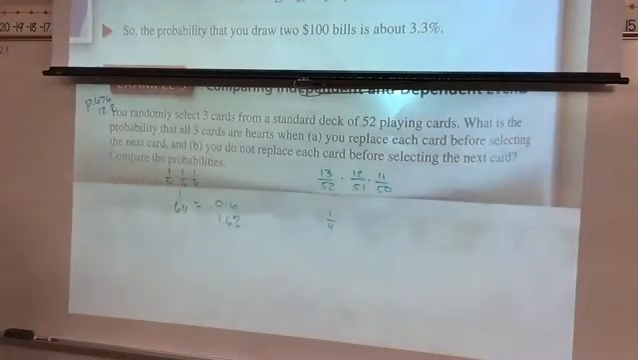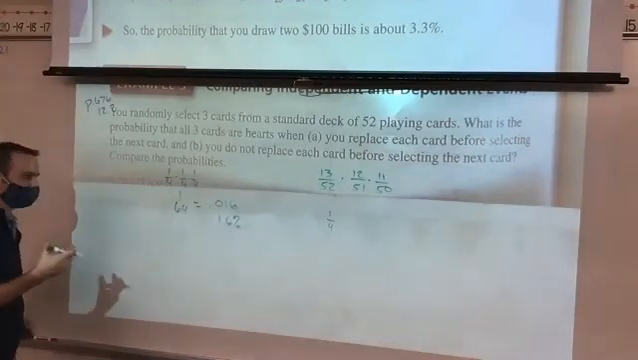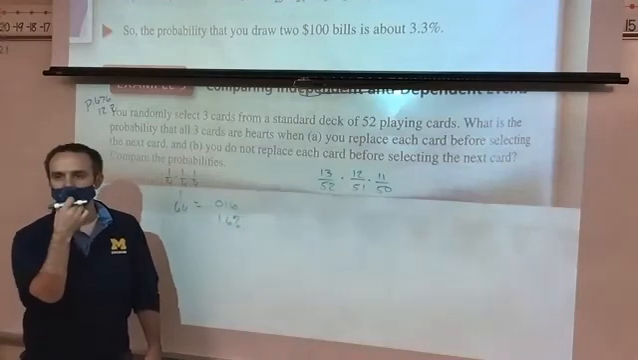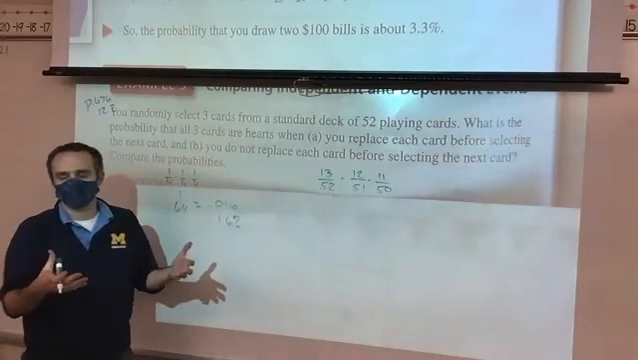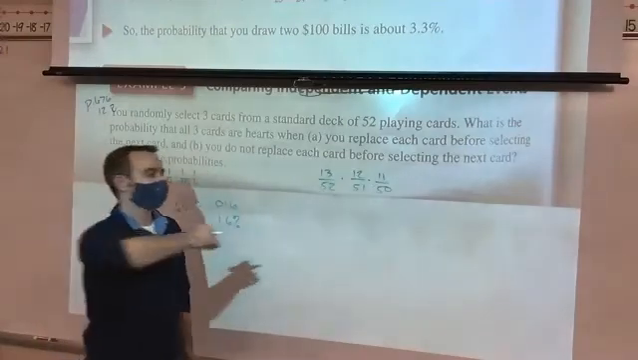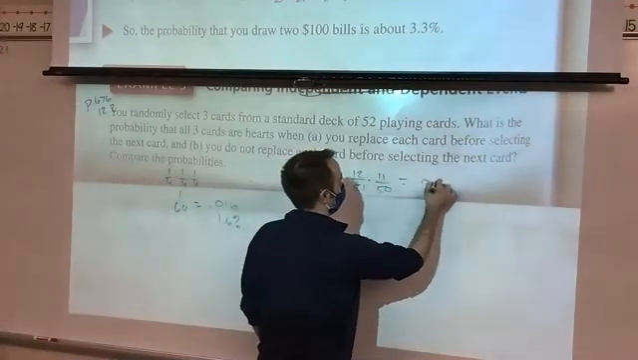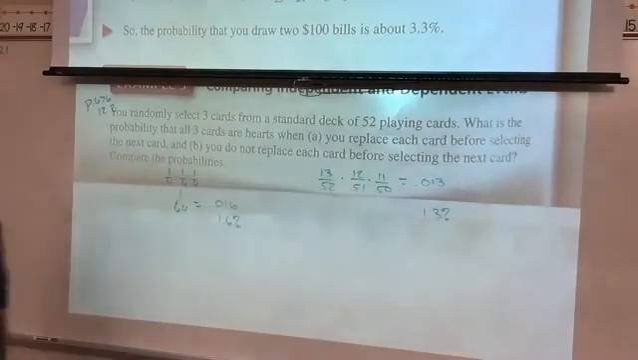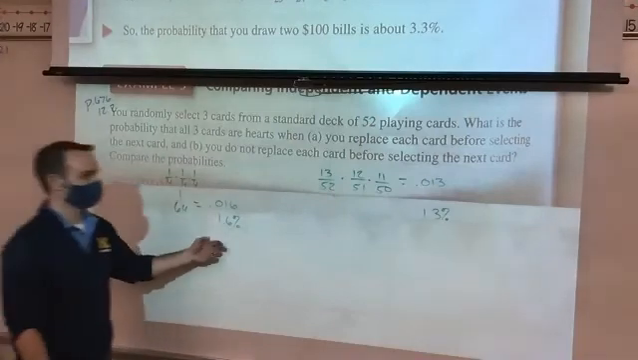So we're going down the line every time here. We have to assume that we got that heart every single time that we're trying. And that's what we're trying to find, is that probability. So we multiply all of these together. We're going to end up with about 0.013 or about 1.3%. So it's pretty close, right? But definitely a better chance if we do replace it. Okay.